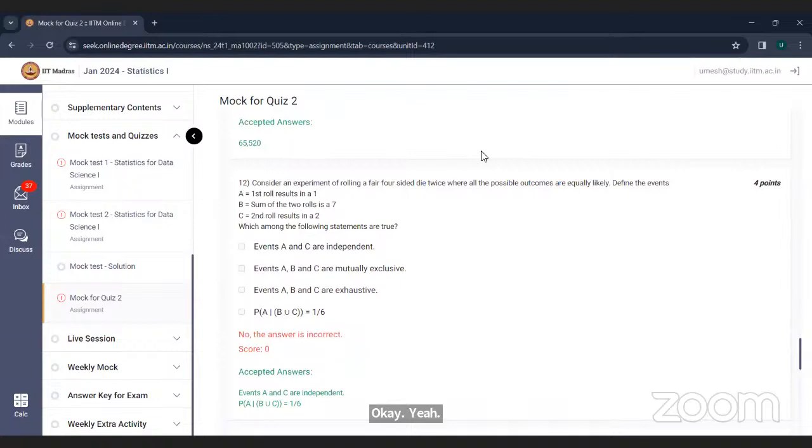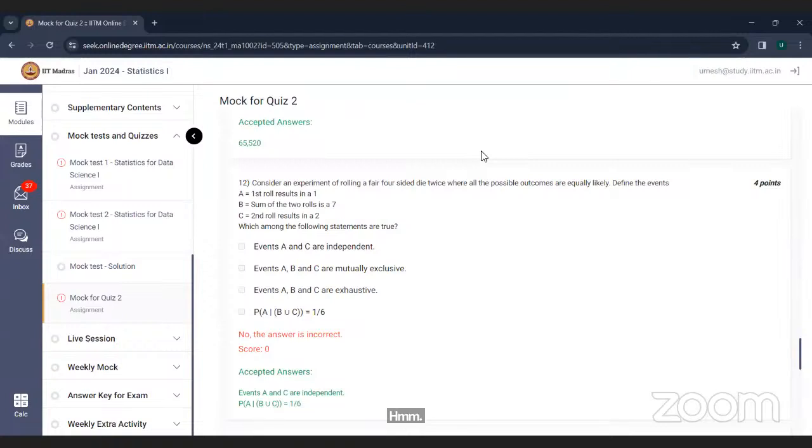Okay. What is the number 12? Now A is what? So you have a four-sided die and you roll the die twice. Correct, sir. Now A is getting one in the first place. So how many possible outcomes are in A? Four, sir: 1 1, 1 2, 1 3, and 1 4. Four outcomes.